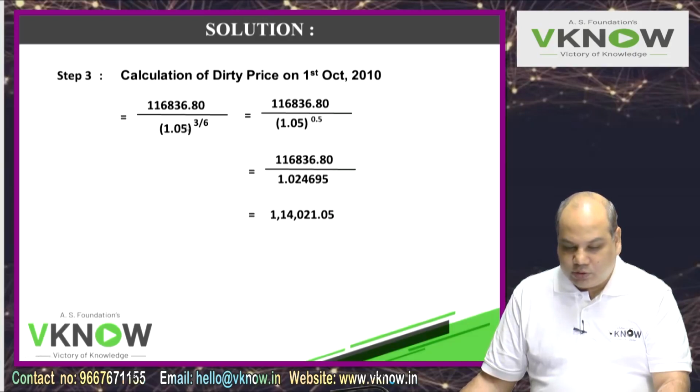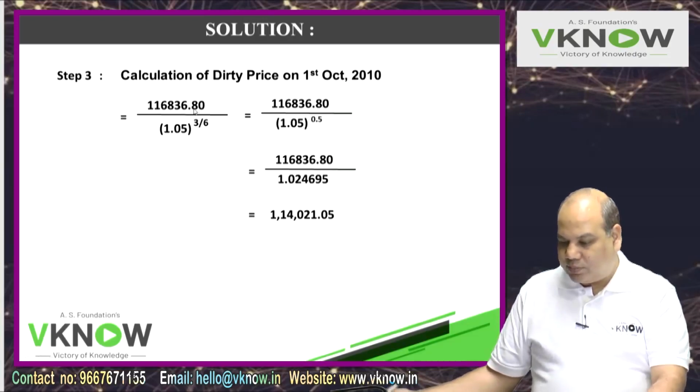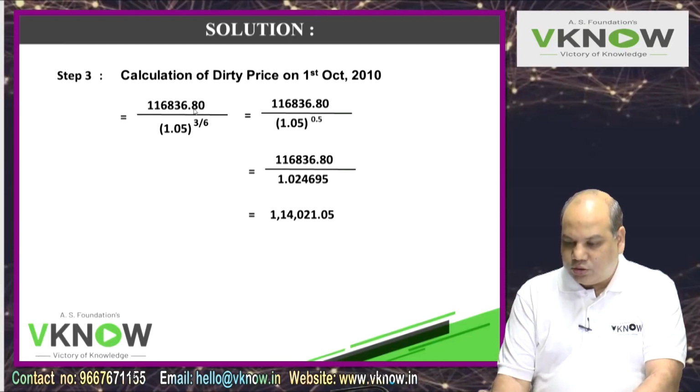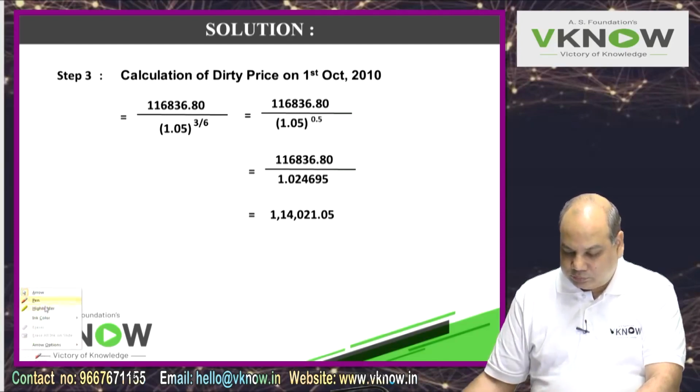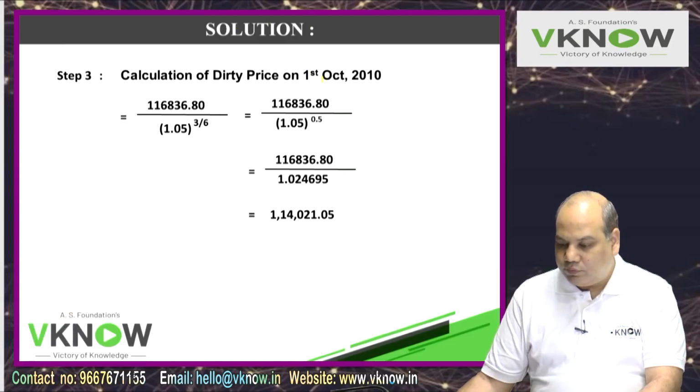So step number 3, please come to step 3, I will explain again. Calculation of dirty price on 1st October 2010. So take the previous answer and divide by 1.05. Why are we taking 0.05? Because it's a semi-annual bond. So 10% will be divided by 2, giving 5%.